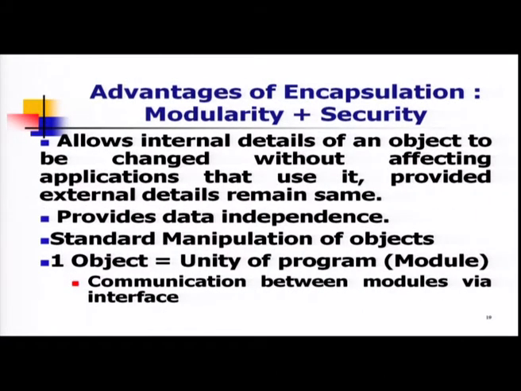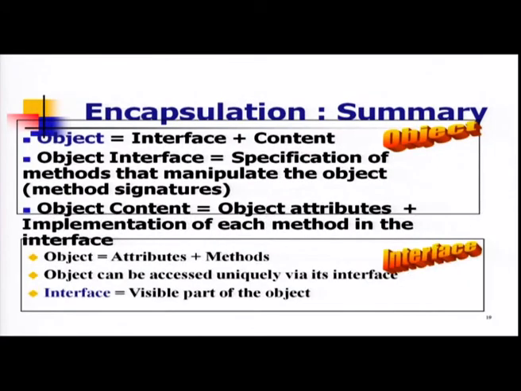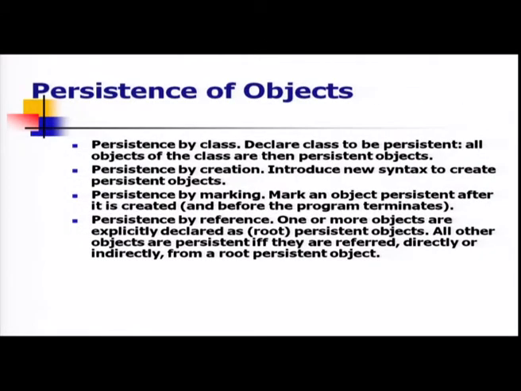Encapsulation and information hiding were covered in the earlier lectures. So it is good to have an object which is an interface plus content. The object interface is a specification, and the object content will tell what exactly is happening. With a good interface and a good object, we know that it is one uniquely identifiable exercise.